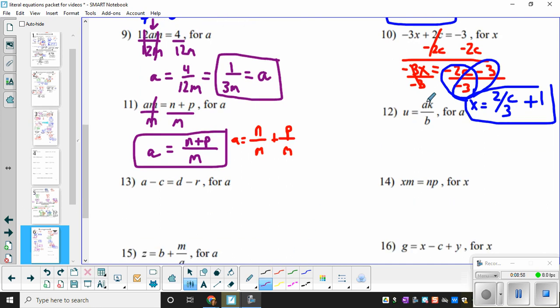So we're trying to solve for letter A, which is up here in the numerator. So first I've got to get rid of b, which is a denominator, and I'm going to multiply both sides by b. So I'm going to have BU or UB. It doesn't really matter, but I'm just going to write B times U. And then we have equals A times K. Now, if we're trying to solve for A, I'm going to divide both sides by K. A is all by itself. The K cancels out. So BU over K is what A equals.